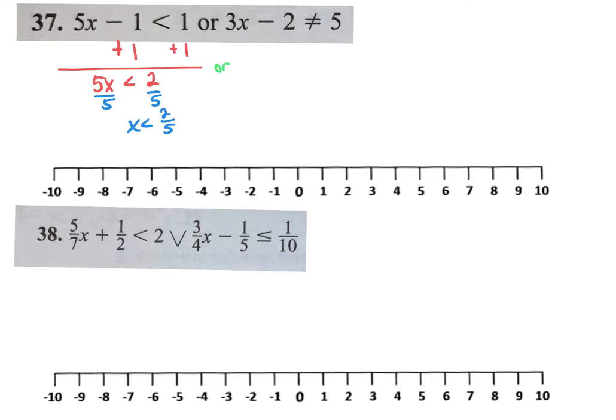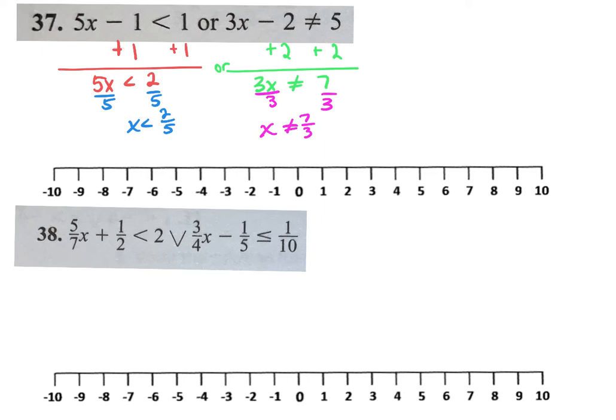We're going to do the other piece. So we're going to add that 2 to both sides here. And we're going to have 3x is not equal to 7. And then our last step here is to divide by the 3. So we have x does not equal 7/3, all right?